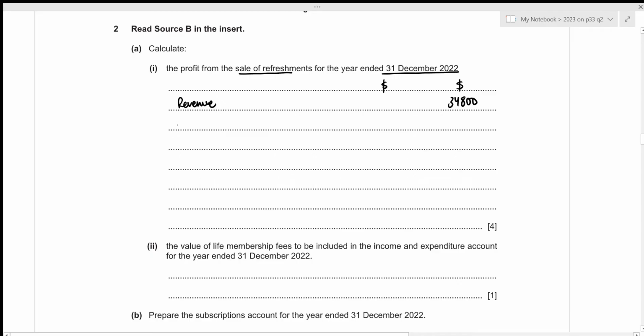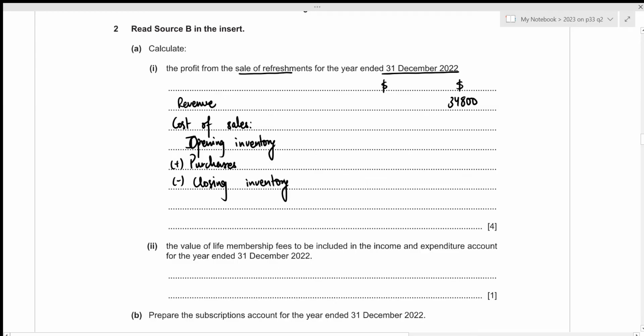Now we need to include our cost of sales. Firstly, we need to include the opening inventory. And the information regarding inventory was given above. Then we need to add our purchase, subtract the closing inventory.